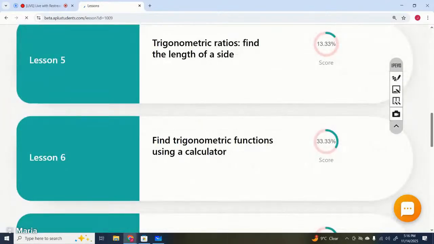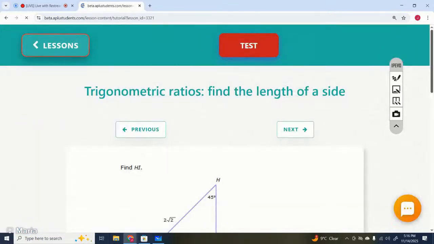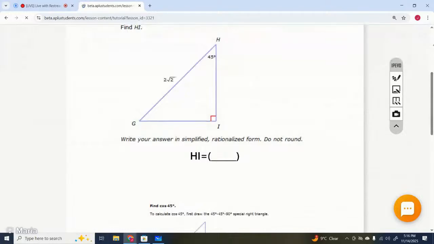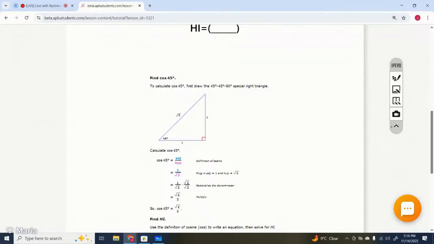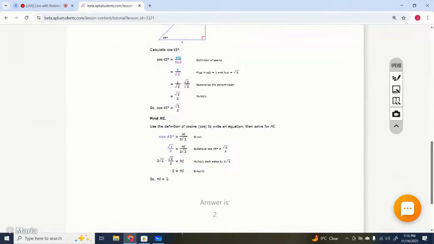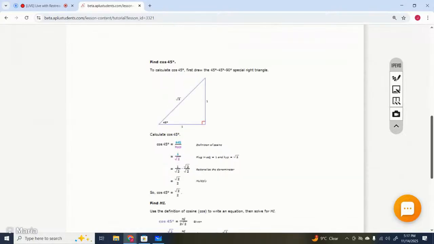trigonometric length of a side. Okay, so let's just find the side length of HI, right? We are given two of the angles, so we need to calculate the side length of HI. So we're going to use cos 45. Cos 45 is adjacent divided by hypotenuse. So adjacent is 1, 1 divided by 2, or either you can write square root 2 over 2, right? So cos 45 equals HI, because you're not given the other side also, right? You need to calculate this side.